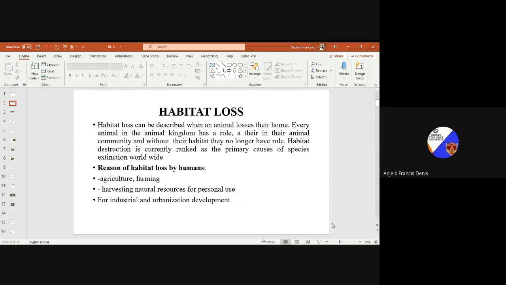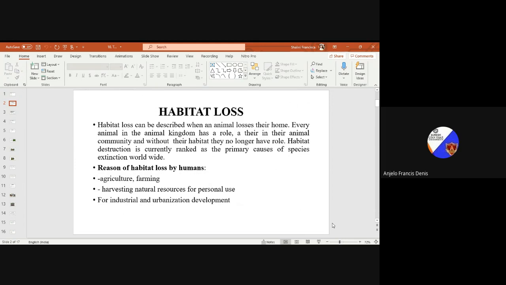So we know that every animal has its own home, every animal has its own kingdom, and if we remove or disrupt their kingdom, those animals have to move from their place, and this is the best example of habitat loss.